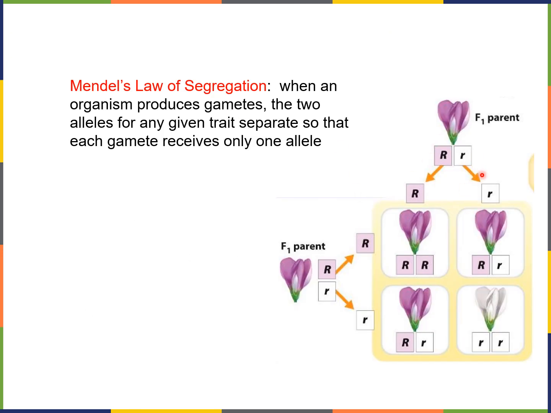Okay, so we have our parent here, and you can see in this case we have both a dominant and a recessive allele. Again, more vocab, and we'll get to a vocab slide in just a second, but Mendel created a few different laws. One is that he had a law of segregation. So when an organism produces gametes, remember gametes are sex cells. A male would have the sperm, a female would have eggs in humans and lots of other animals as well. So for male sperm, female eggs, the two alleles for any given trait separate so that each gamete receives only one allele.